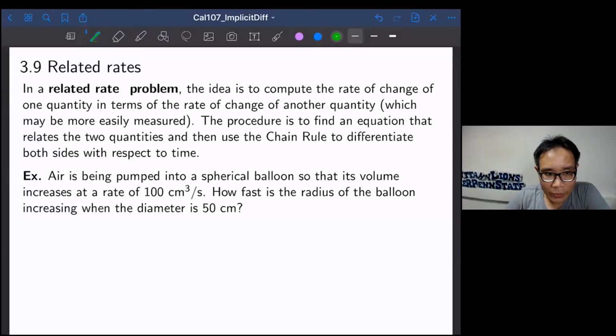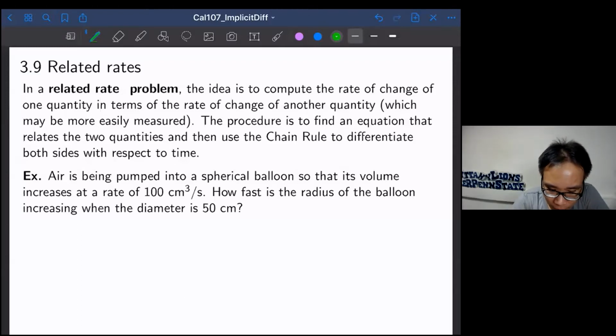In this section, we're gonna talk about related rate problems. The idea is to compute the rate of change of one quantity in terms of the rate of change of another quantity. I'm gonna begin by doing one example first before I explain more on this.